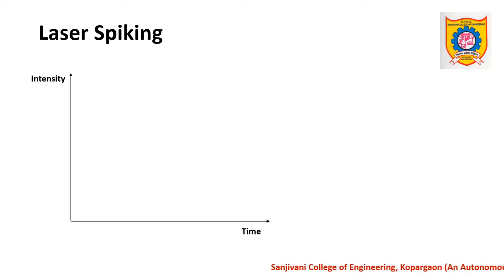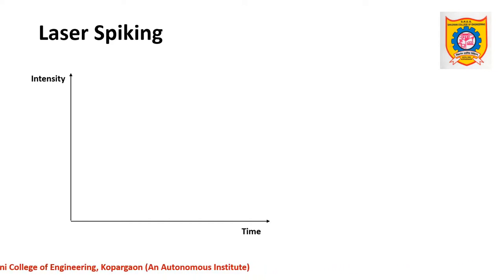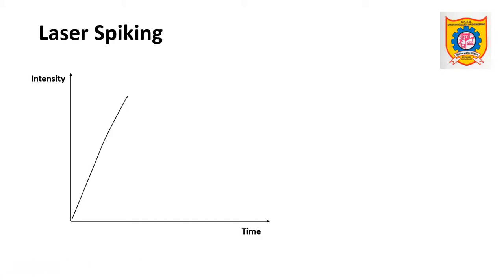Now let us see what laser spiking is. To explain this, we will consider a graphical representation. On the y-axis it is intensity, on the x-axis time. Initially when the laser is off, there is no output, zero intensity. Once we start the laser, intensity increases like this. But at a particular point, it reaches a maximum value, and after that it slowly decreases up to some level.